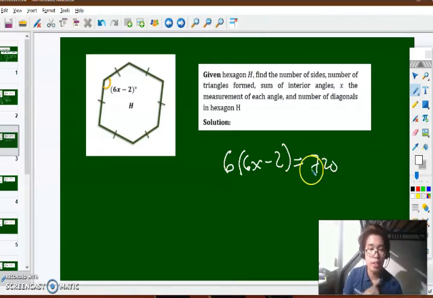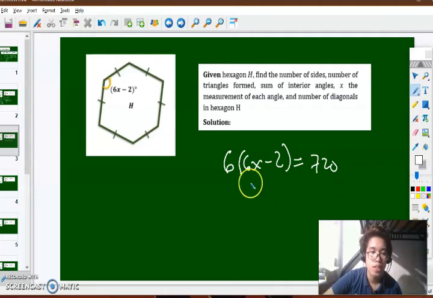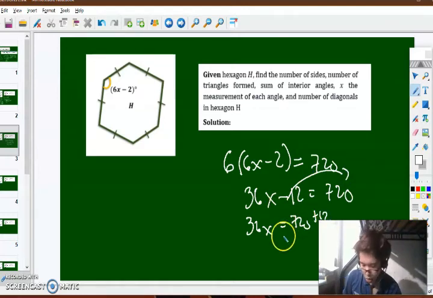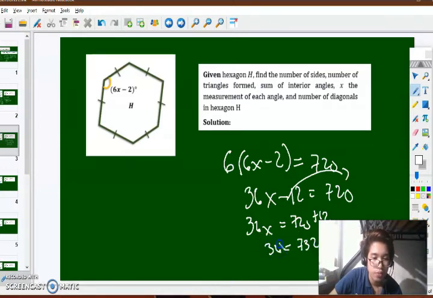So we're just going to do a bit of algebra. 6 times 6x is simply 36x, and 6 times negative 2 is simply minus 12, equal to 720 degrees. We transfer the 12 to the other side, and it becomes positive 12. So 720 plus 12 is 732. Then 732 divided by 36 to get the value of x, and we get 61 over 3.